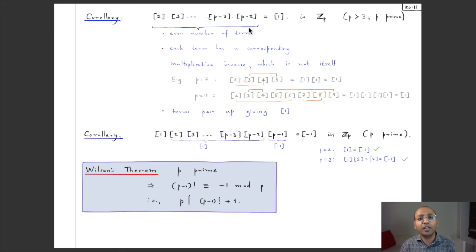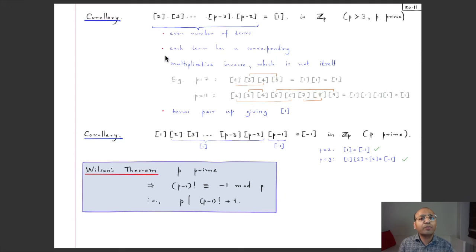Now since there are an even number of terms, if for example I take 2, it will combine with its multiplicative inverse giving 1, and if I remove these two elements, you are again left with an even number of terms. Now if I take any element from this remaining list, it will have its multiplicative inverse, which again appears in this list, because it cannot be 2 or the multiplicative inverse of 2, because multiplicative inverses are unique. So the multiplicative inverse of anything in the remaining list will again appear in the remaining list. And in this way, all the terms pair up and you get the identity element.